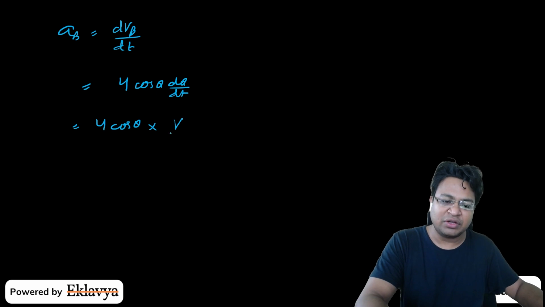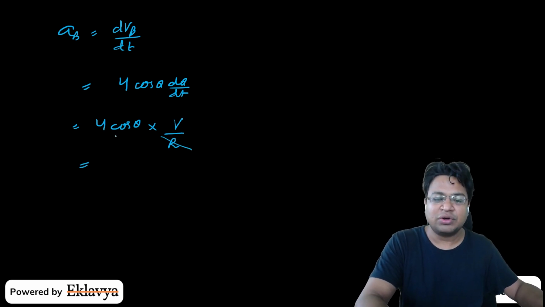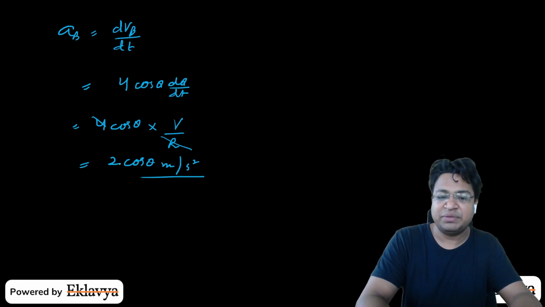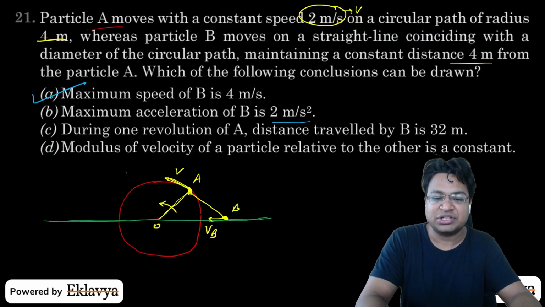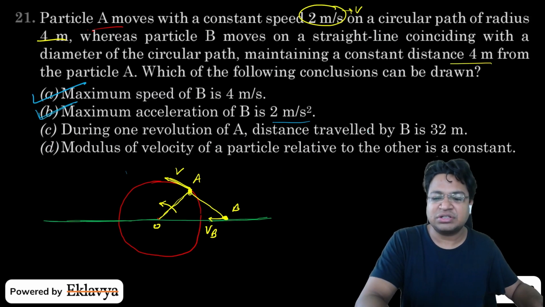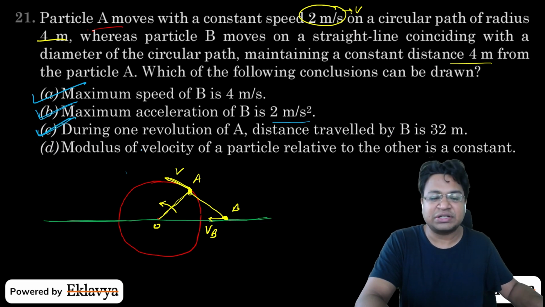So that would be given by velocity of A divided by the radius. Now velocity of A was given to me as 2 meter per second, radius was given to me as 4. So R, I can cancel it out. So 2 cos theta meter per second square, that is the acceleration of B. And again, we can see that the acceleration of B attains a maxima of 2 meter per second square. So maximum acceleration of B is 2 meter per second square. Yes, even that is correct. During one revolution of A, distance traveled by B is 32 meters. Yes, we already figured that out. That is correct. Modulus of velocity of particle A related to the other is constant.